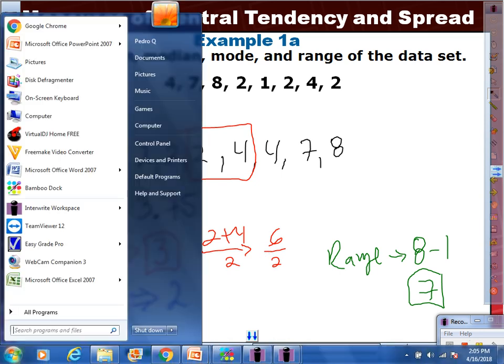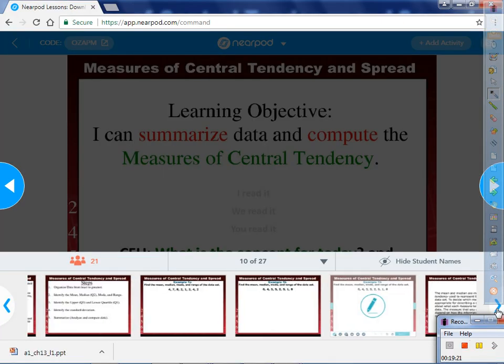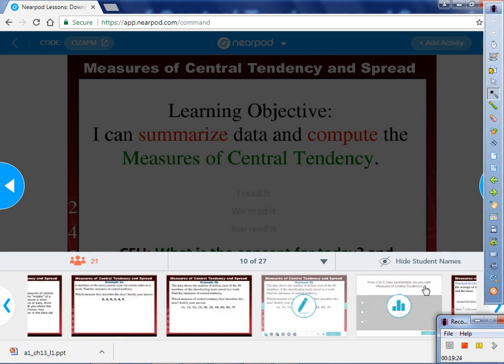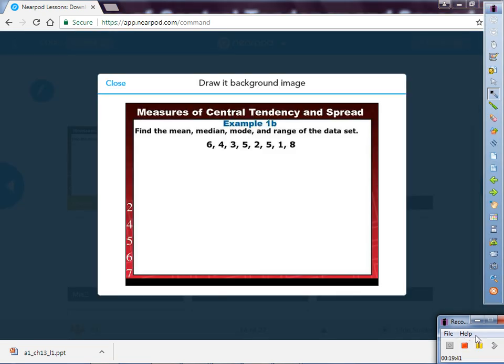So, let me forward your screen really quick. Let's see. Take a quick poll really quick before I give you one last one. 1 being the lowest, 5 being the highest. How do you feel about this so far? Go. Example 1B. There's your data really quick. As you're copying it, might as well arrange it from least to greatest. It's on your screen, right?